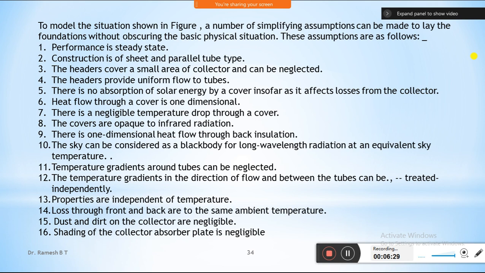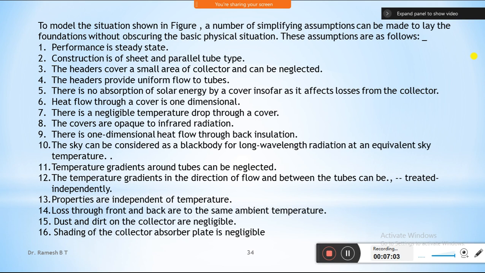The temperature gradient around the tube can be neglected, which means along the tubes the change in temperature with change in length we can neglect. The temperature gradients in the direction of the flow between the tubes can be treated independently, which means along the x direction the temperature gradient is different. In the beginning along the x direction it may be a lower temperature, in the midway a higher temperature, and at the exit it may again be a low temperature. That is what we are going to consider.